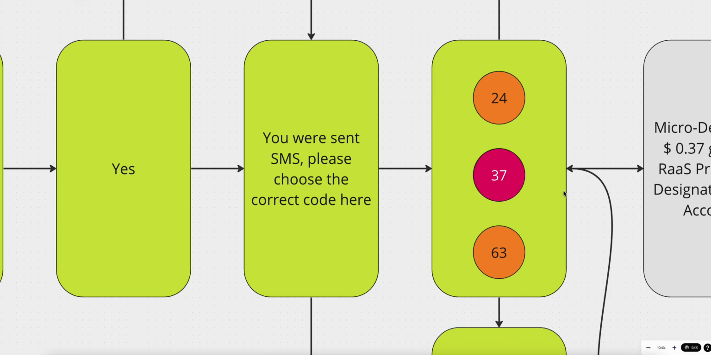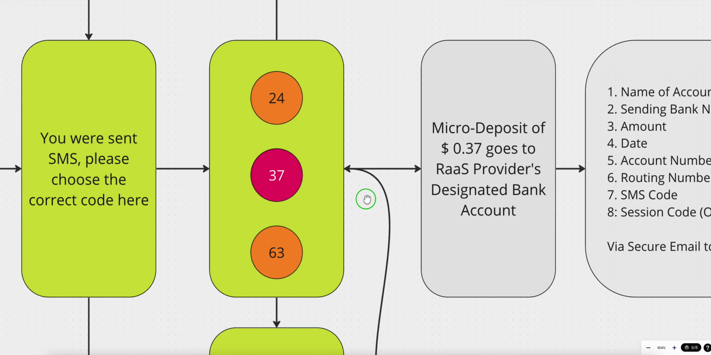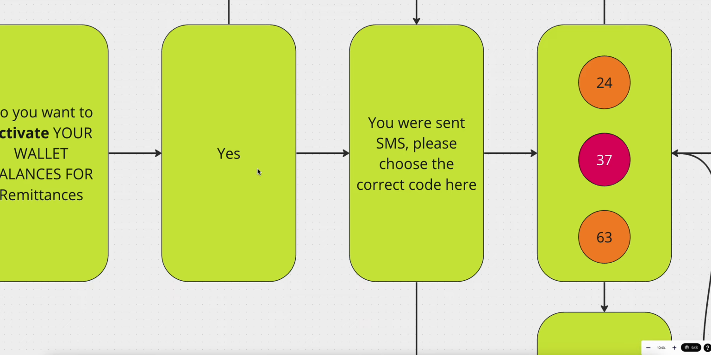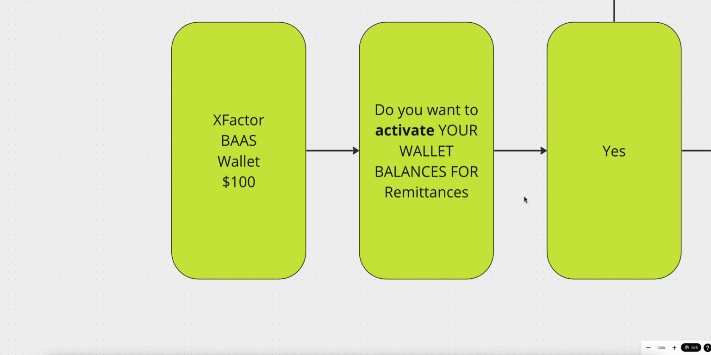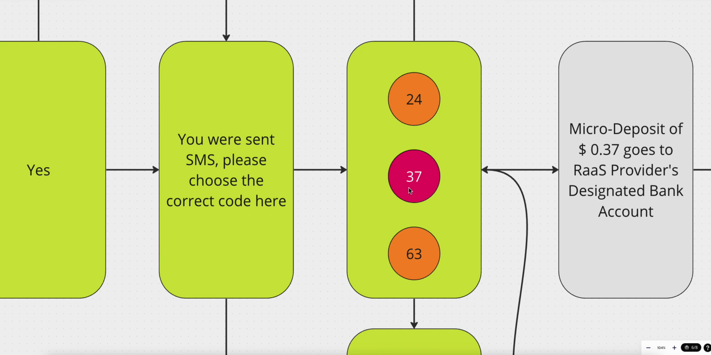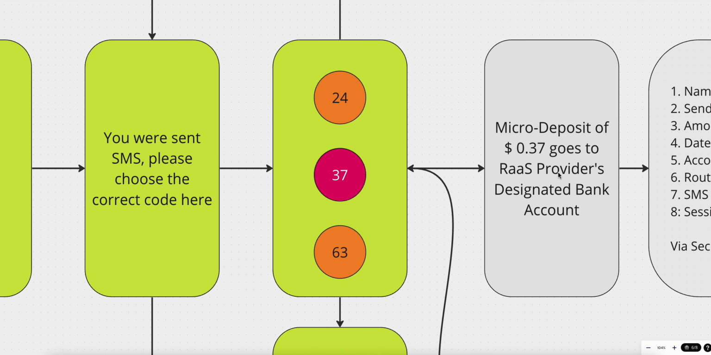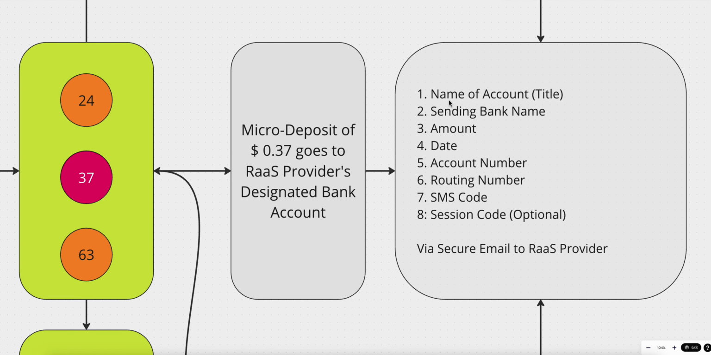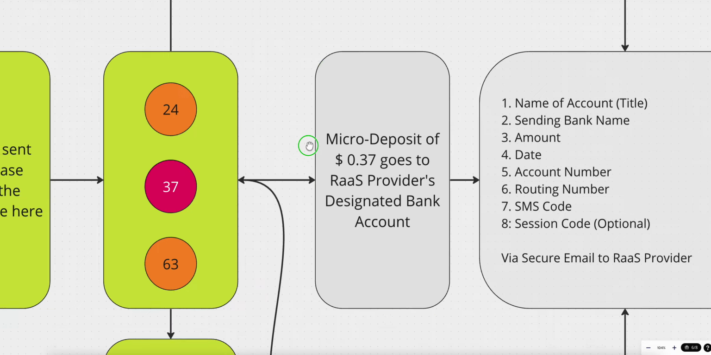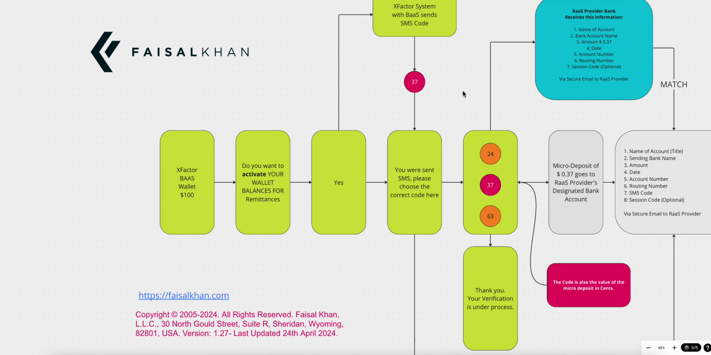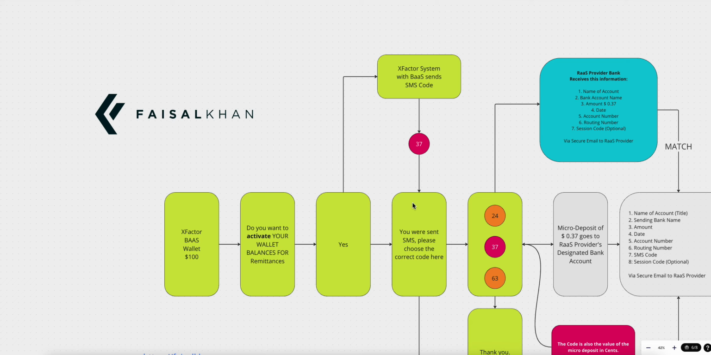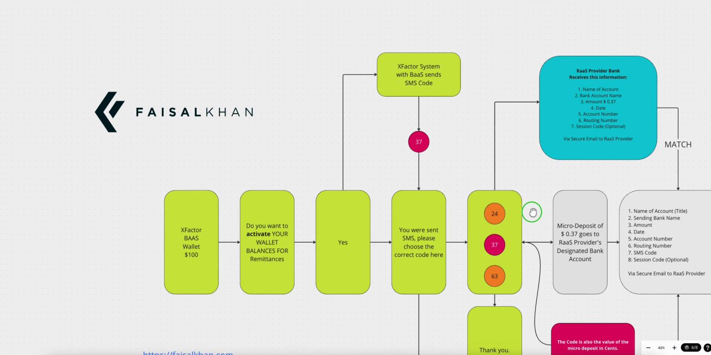And when you do that, a really cool thing happens. A micro deposit of 37 goes from the BaaS wallet into the RAS provider's designated bank account. So basically, from the $100 balance that you had, 37 cents, which corresponds to the SMS, goes as a micro deposit to the Remittance as a service provider's bank. Now, what does that information mean actually when we say it goes to a bank? Well, before I even discuss that, let me show you one other part. So over here the 37 cents comes in, the SMS comes in, you send it, etc.